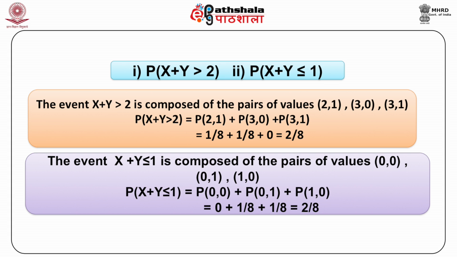Second, the event x plus y less than or equal to 1 is composed of the pairs of values (0,0), (0,1) and (1,0). Adding their corresponding probabilities from table 9.2, we get the probability that 1 is greater than or equal to x plus y, which is equal to p(0,0) plus p(0,1) plus p(1,0), which is equal to 0 plus 1/8 plus 1/8, which is equal to 2/8.